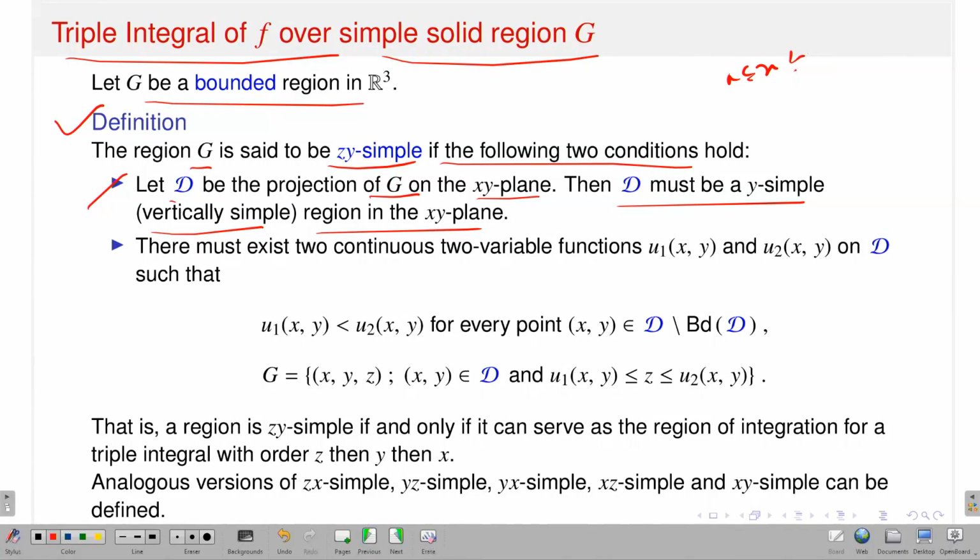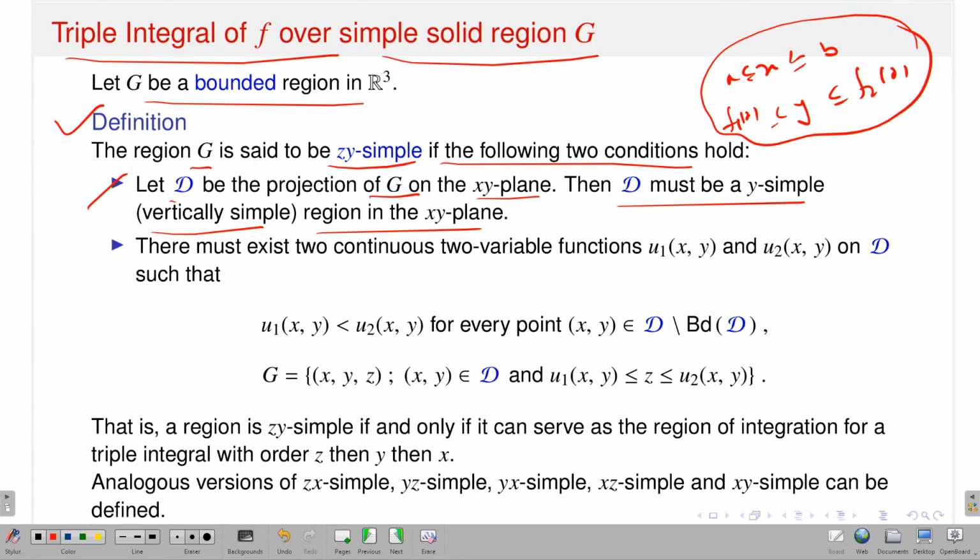Okay. So vertically simple means x is fixed, it varies from a to b, some fixed numbers, whereas your variable y varies from some function, say f1(x) to f2(x). If you remember, that kind of thing is there. If your domain in the xy plane satisfies this kind of property, then you say that it is a vertically simple or y-simple domain. So, I need that kind of thing.